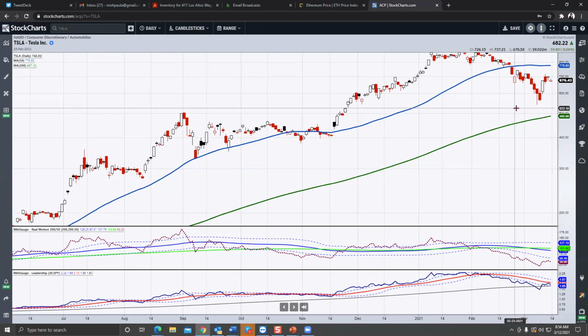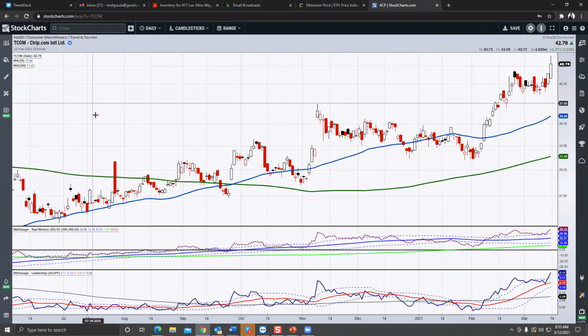So I would either say that I would want to buy a dip, maybe to around 620, or through 700, and then I would risk about that 620. This is a big stock, so you have to take those kind of risks, and of course you have to adjust your position sizing accordingly.